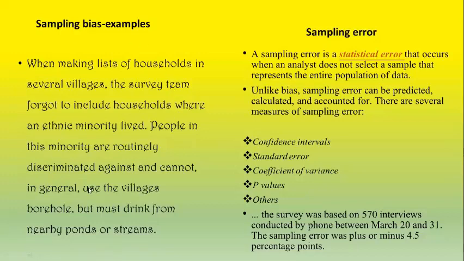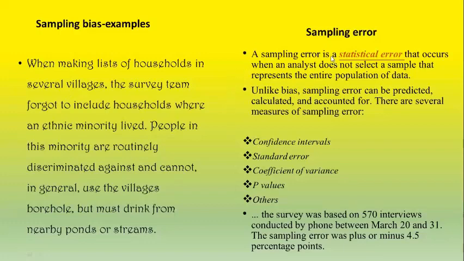So when you forget to include all the sections of the society, your ultimate result will be biased against the minorities, because they are taking water from the ponds and streams, not from the boreholes. So there will be a prevalence of diarrhea and various kinds of water-related diseases among the people. You are excluding those health issues when you are making a list of the household villages. So this is a sampling bias.